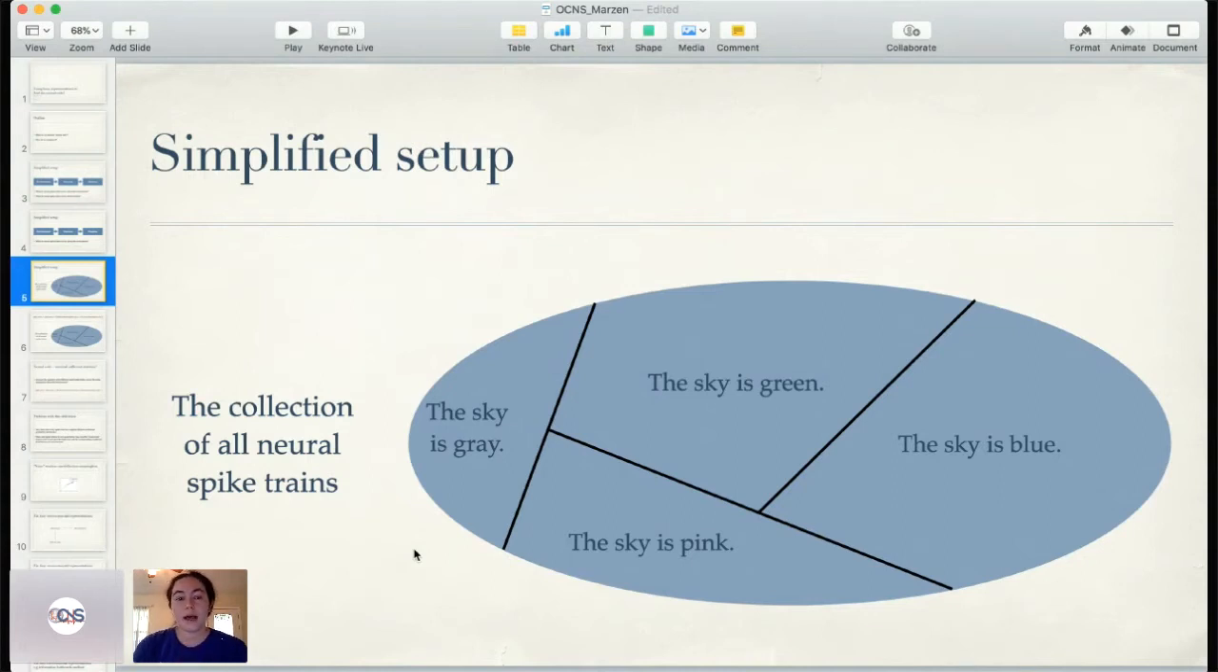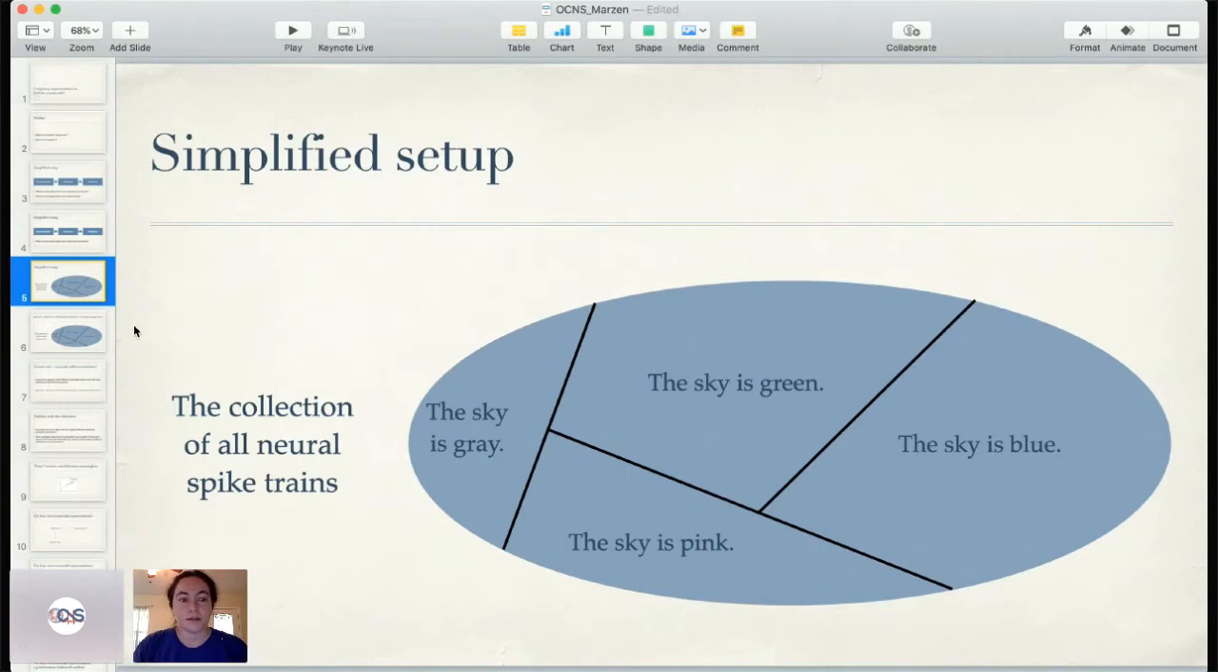And if you have this situation, I think I would argue that the neural code is thought of as being the collection of neural spike trains that go along with a particular environmental variable. So whatever the spike trains over on the left are, that is the neural code for the sky is gray. And whatever the spike trains over on the right are, that's the neural code for the sky is blue.